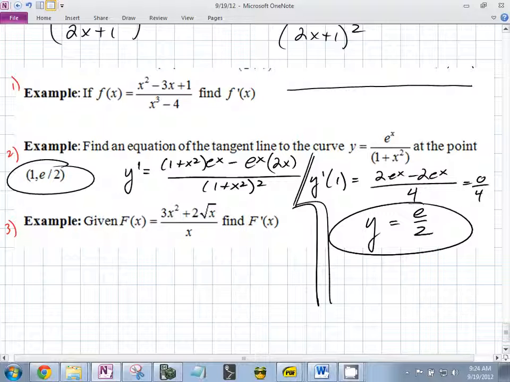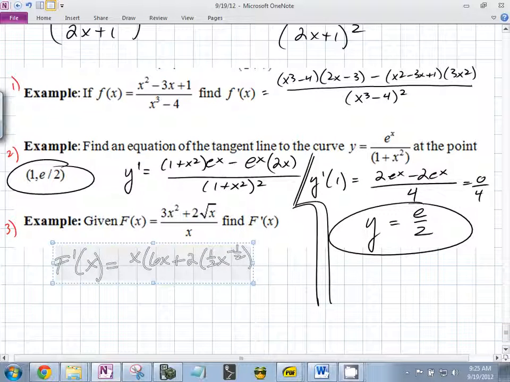Okay, the third one. Quotient rule? Who wants to tell me what f prime is? Can you tell me what it is? Low, what's the low function? x. Yep, what's the high function? Oh, sorry, low d high. What's the derivative of the high function? 6x plus 2 times 1/2 x to the negative 1. Yep. There it is.